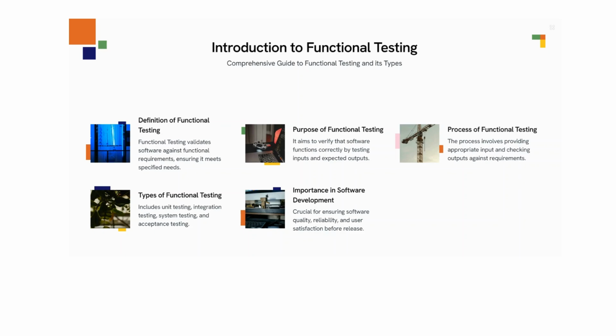In types of functional testing, we have many types. We'll go briefly through a few: unit testing, integration testing, system testing, and acceptance testing. We'll go into these in the next slides. And the next one is the importance in software development. As the name indicates, software testing ensures the quality, reliability, and user satisfaction before release. Before you release the product to prod or to end users, it ensures the software quality, reliability, and user satisfaction from the point of view of end users. So we'll go to the next slide.